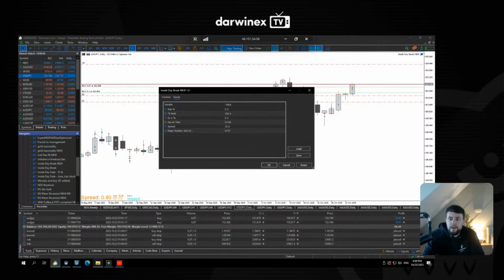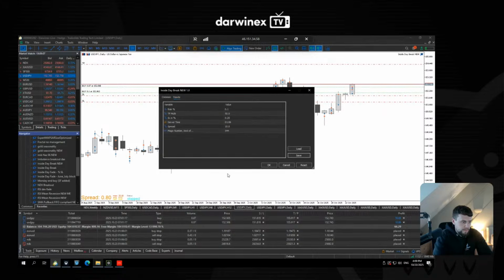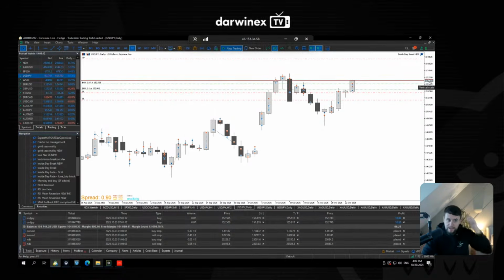So we have it on 0.1. TP multiplier is 50. SL is 0.25. Server time is correct. Spread is 10, yep. And then magic number is 544. I'm going to save this as USD JPY DY. So we've got those settings done, and now that strategy is active with all of the changes that we made.